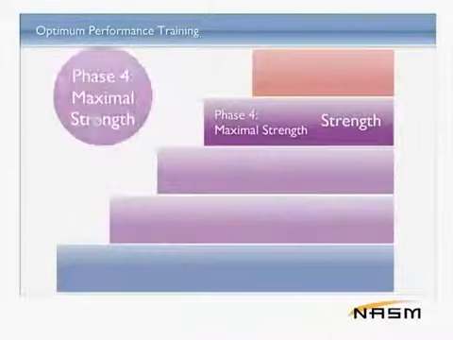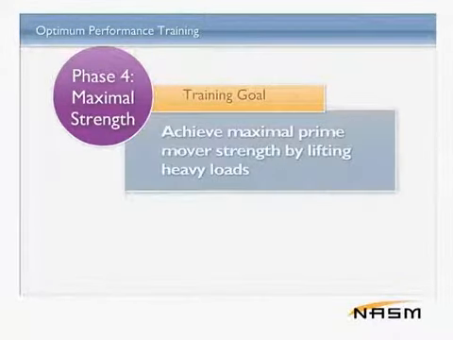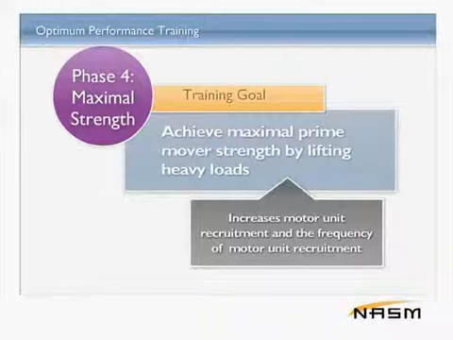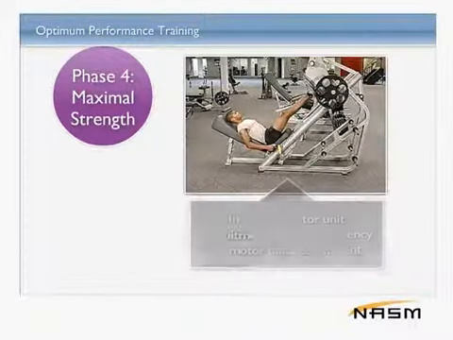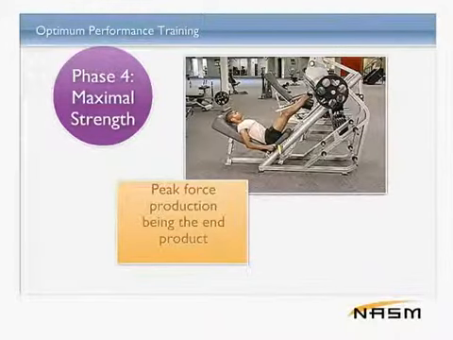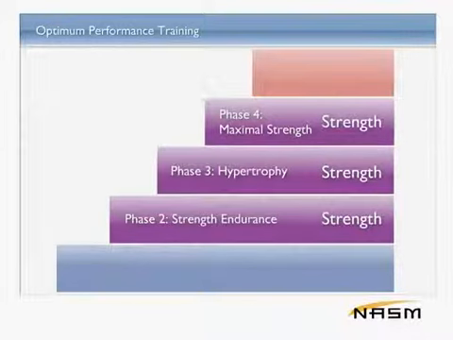In Phase 4, maximal strength, the training goal is to achieve maximal prime mover strength by lifting heavy loads. This form of training increases motor unit recruitment and the frequency of motor unit recruitment, with peak force production being the end product, or maximal strength. As with Phase 3, hypertrophy training, this phase of training is optional depending on the individual's goal. The strength training level of the OPT model will be discussed further in the program design lesson of the course.